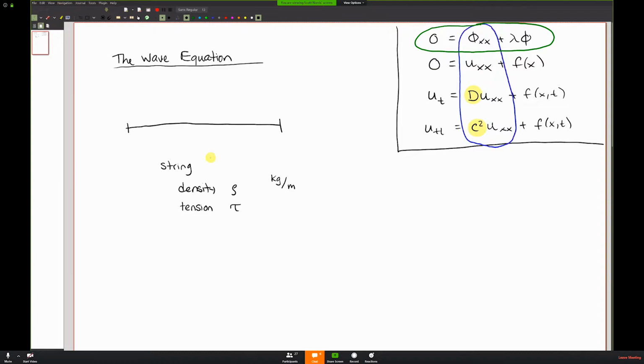All right, so I'm going to do the same thing. I'm going to set up a little domain on this string, and just to give it a name so I can refer to it, I'm going to call it omega. And I'm going to write down an integral statement of an appropriate conservation law in this domain, or an appropriate physical fundamental principle. And the fundamental principle I'm going to appeal to is conservation of momentum.